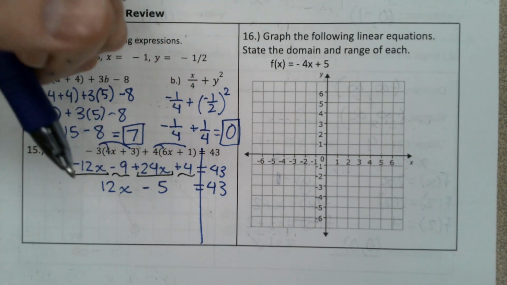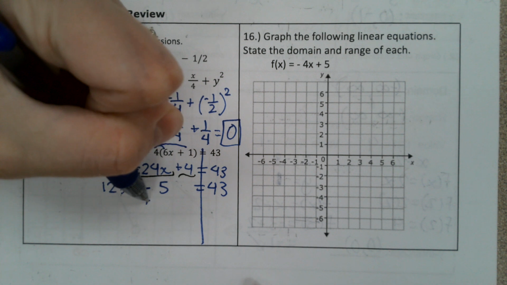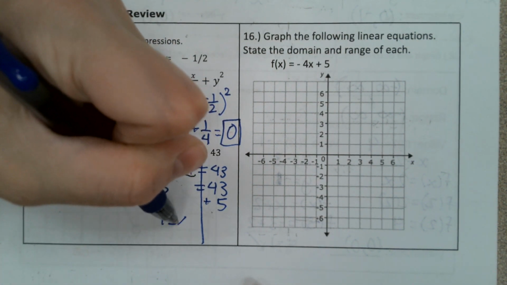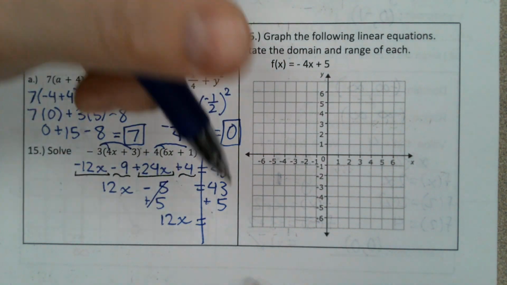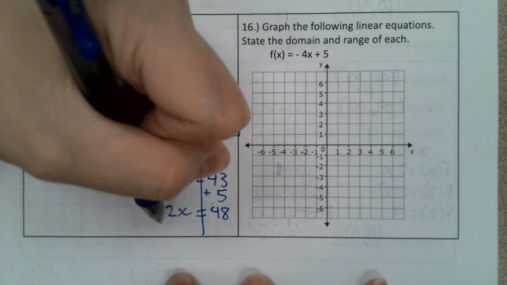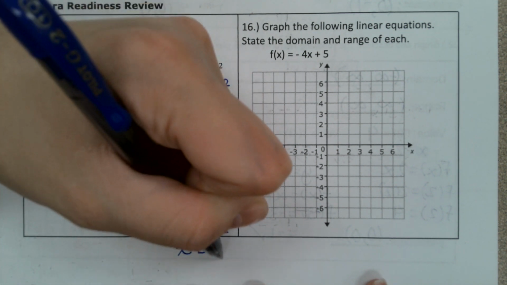Now I just solve for x. Two steps. Step 1, move the constant, the 5. I have to add it over to cancel it out. Bring down the 12x. 43 plus 5 is 48. And then we need to divide off the 12. x is 4.